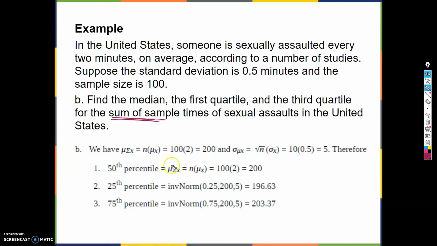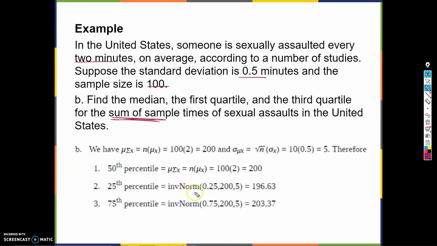Sums. Alright, so the mean of our sample sums is n times the old mean. n is 100, mean was 2, standard deviation is 0.5. So the mean is n times 2, and n is 100, so 200. So the 50th percentile is 200, because the 50th percentile is the same as the mean in a normal distribution, and according to the central limit theorem, the sample sums tend towards a normal distribution.